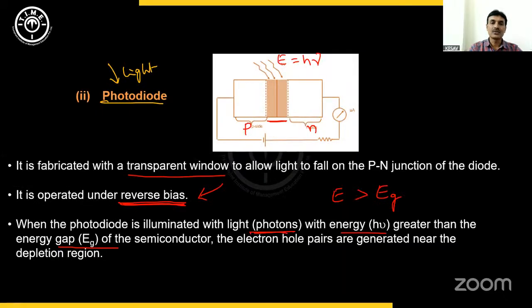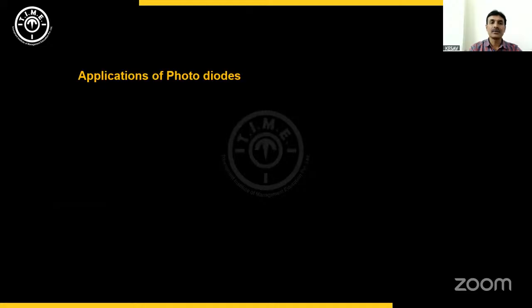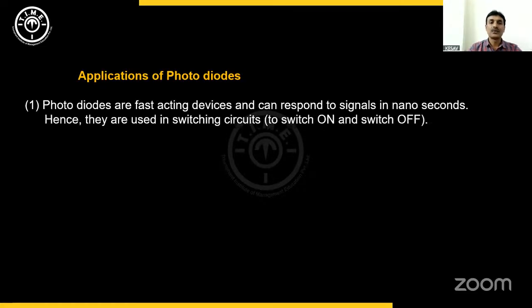Okay, so that is photodiode. Now coming to the applications of photodiodes. Photodiodes are fast acting devices. They respond very quickly, and can respond to signals in nanoseconds.